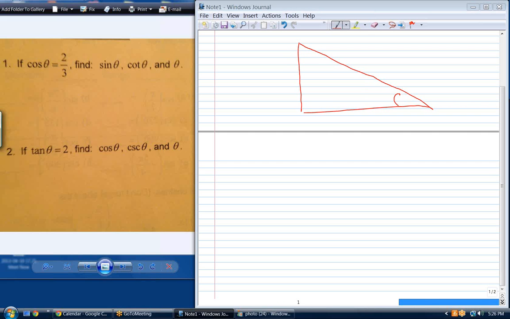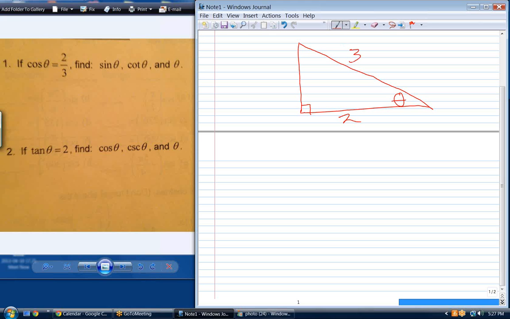Label theta. That's the first one. Okay? Very important to label theta. So, if the cosine of theta is 2/3, how can I dimension this triangle? If the cosine is 2/3, and cosine is what? Adjacent over hypotenuse. So I know that that has to be 2 and that has to be 3.